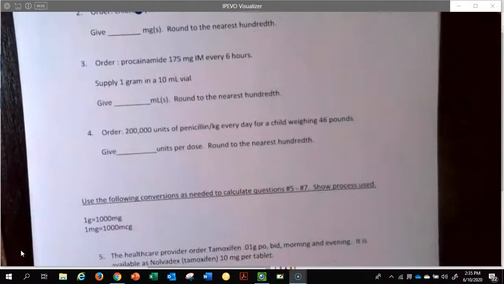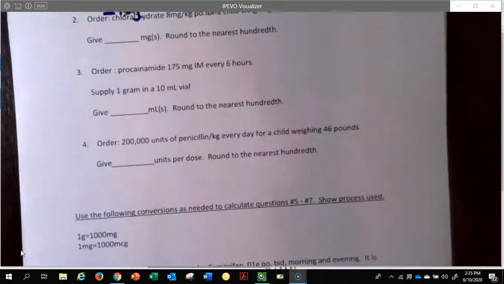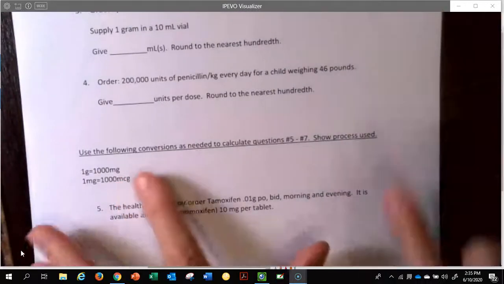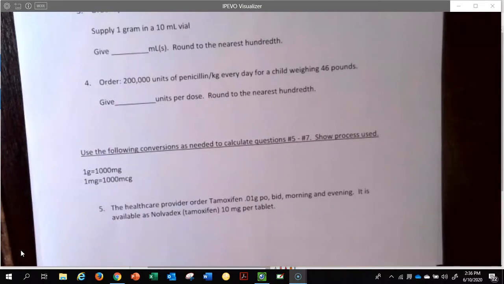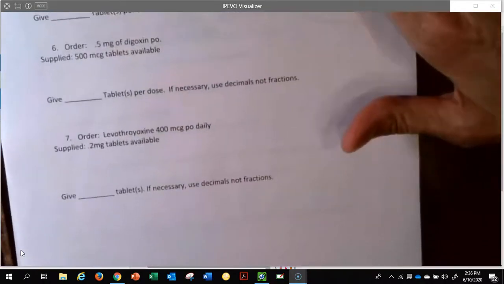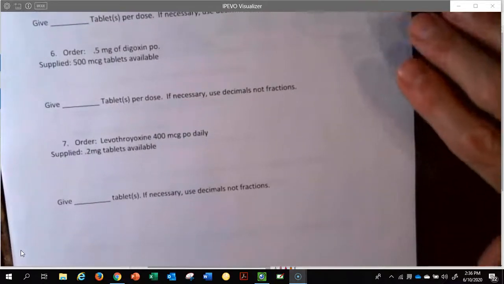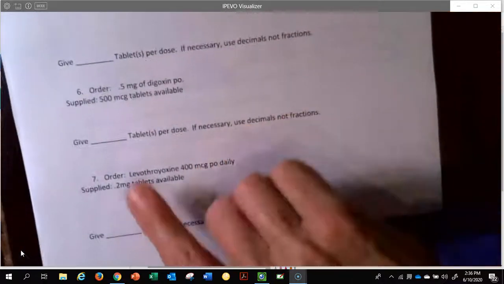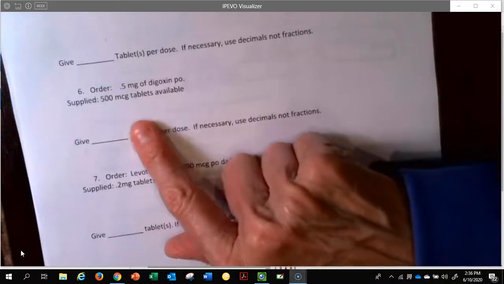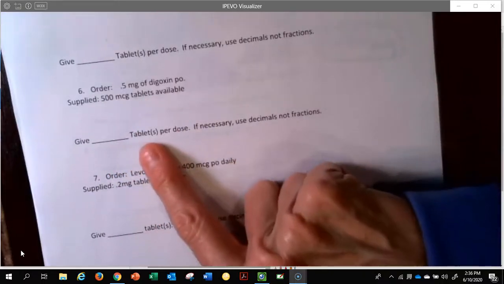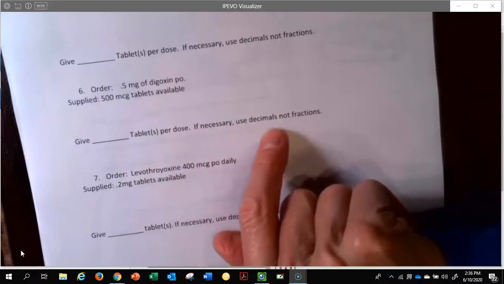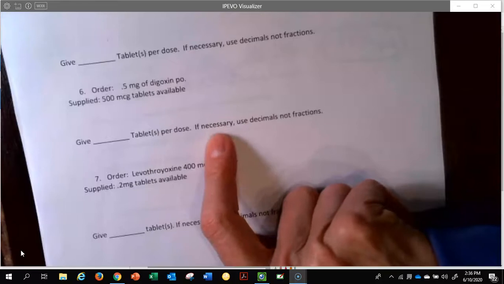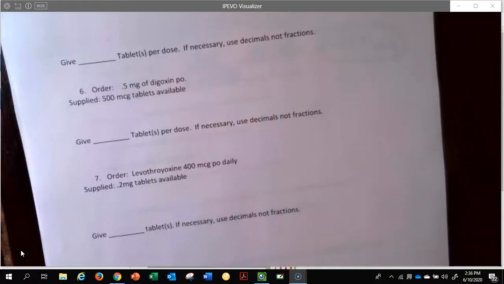We're now moving to the bottom of this page, and at the bottom of this page it says to use the following conversions here as needed for questions 5 through 7. We're going to do question 6. So question 6 is right here. And wow, they don't give us a whole lot at all. They just say here's the order, here's what's supplied, how many tablets per dose, and use decimals, not fractions, if that's what we end up with. Whew, so here we go.